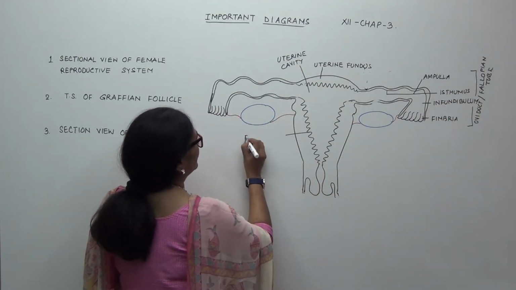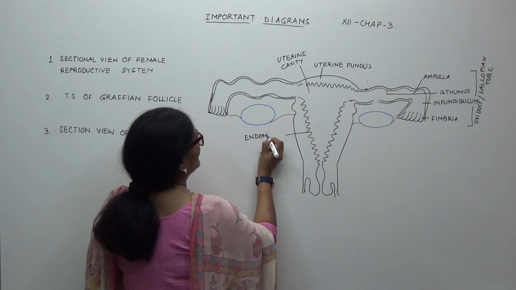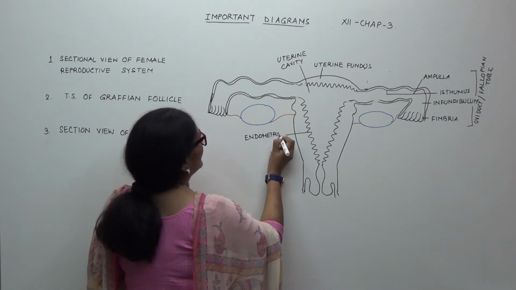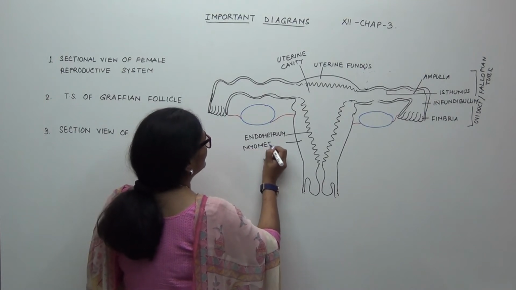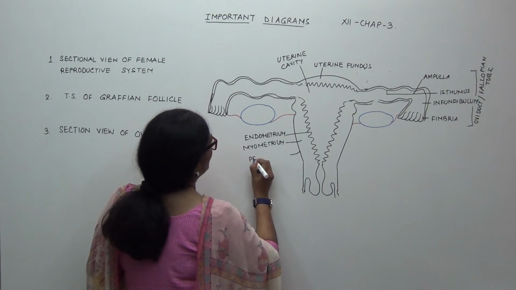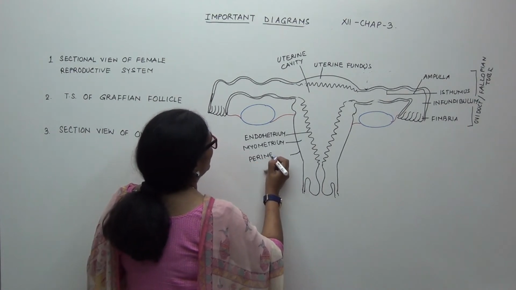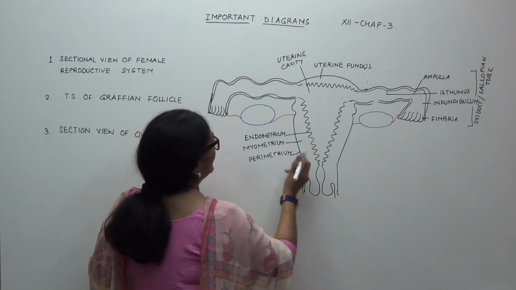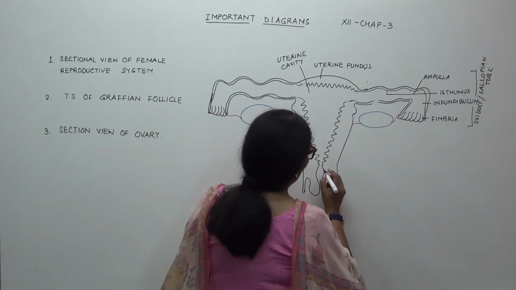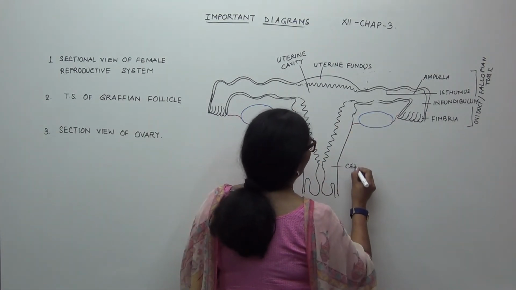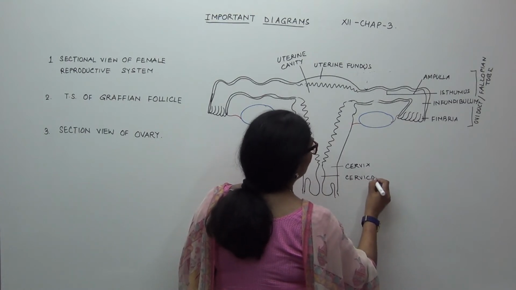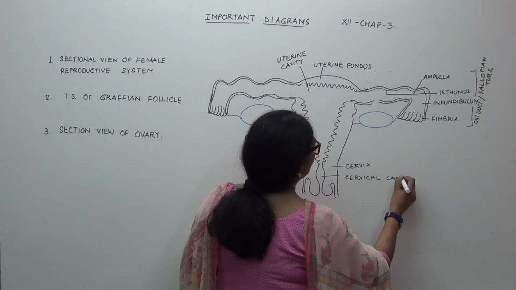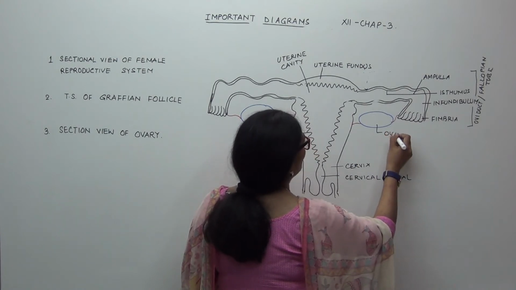You know that this is called as endometrium. Endometrium, the innermost. The middle part of the uterus is called as myometrium. And the outermost part, which is protective in function, that's called as perimetrium. So this is the wall of the uterus, right? So 3 here, 3 here. Now come here. This is cervix. And this is the cervical canal. So 2 labeling here. And the last one is, this is called as ovary.